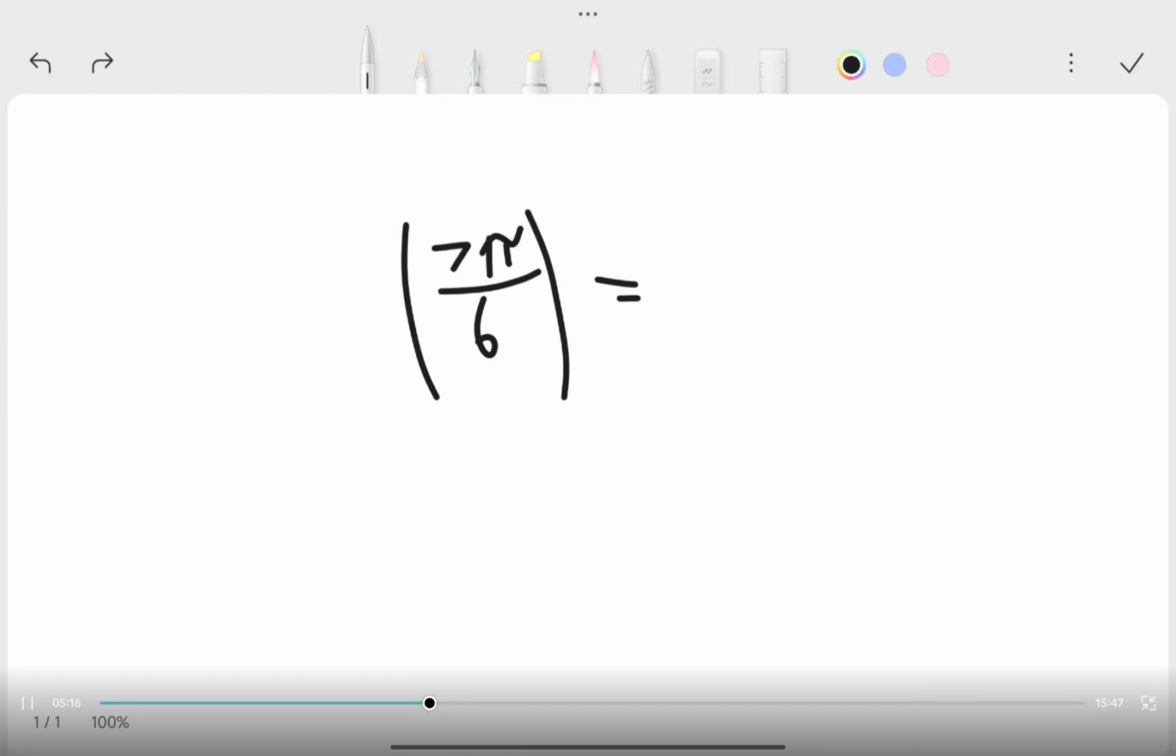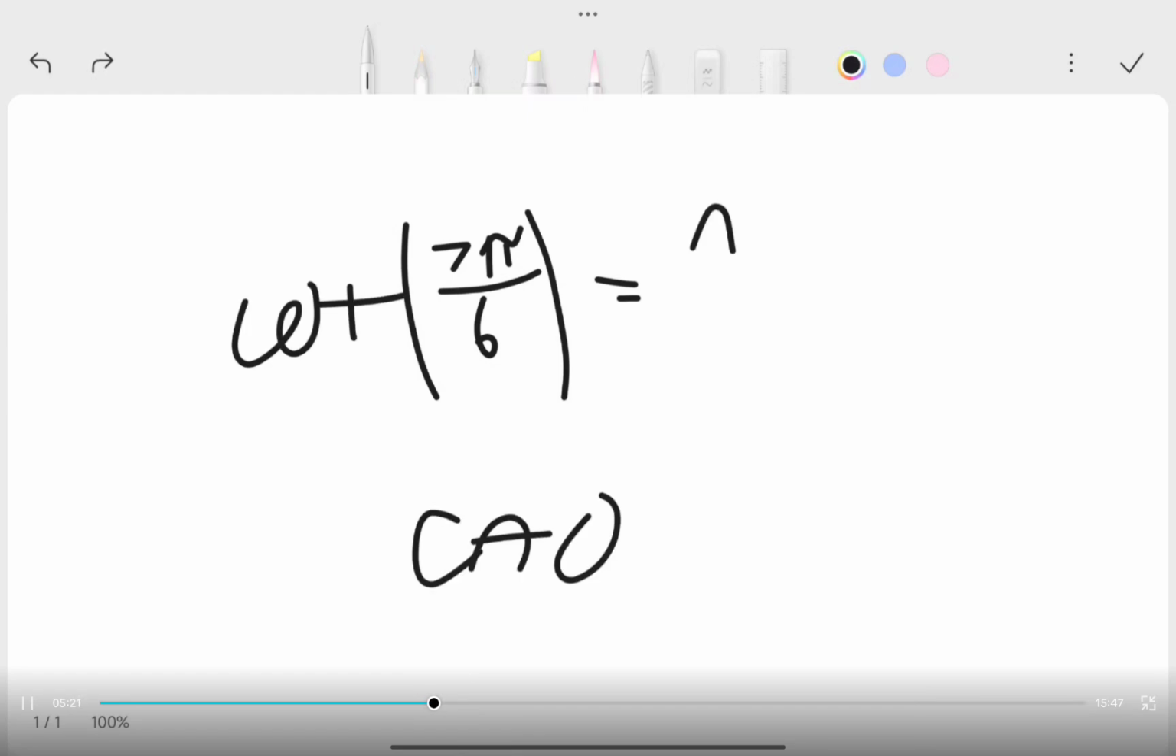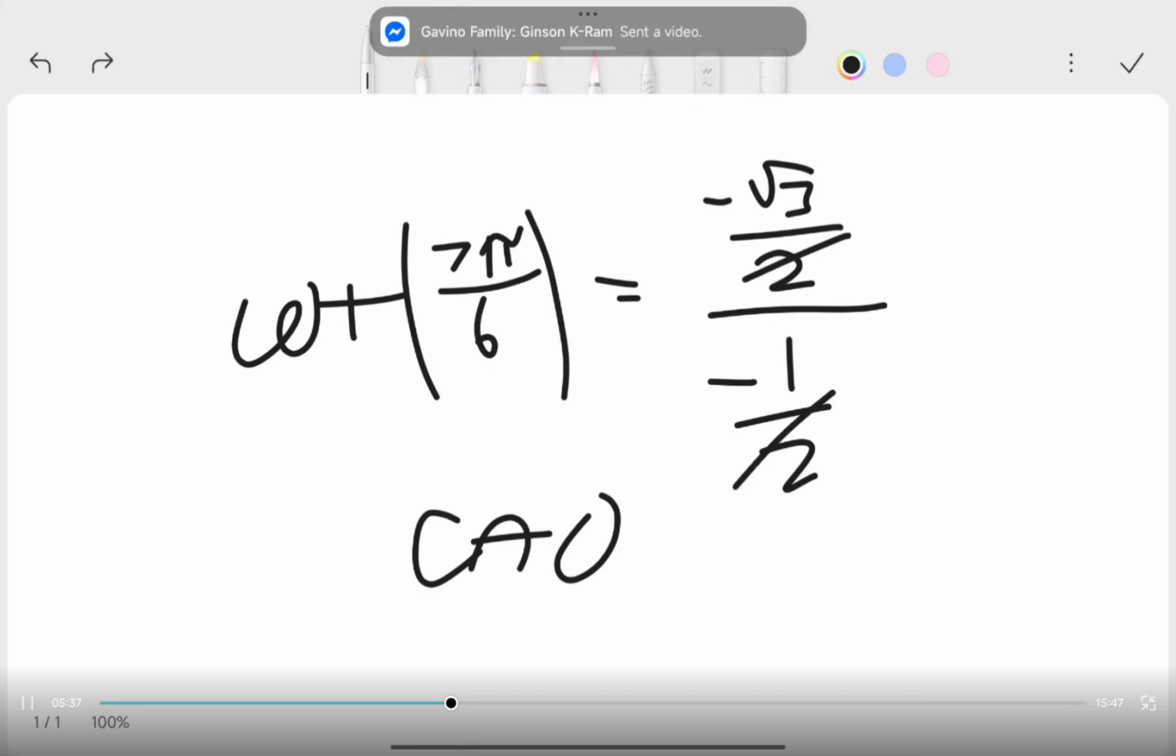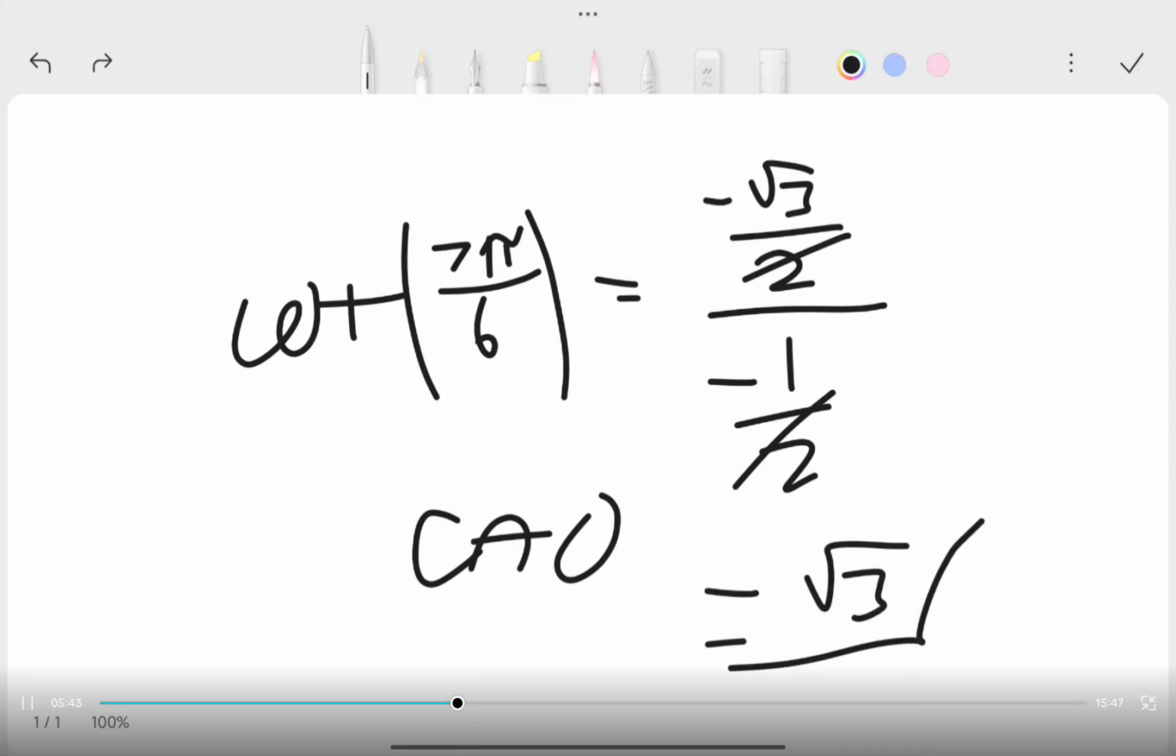And let's proceed to the last, the cotangent. So adjacent over opposite. So our adjacent is negative square root of 3 over 2, and our opposite is negative 1/2. So cancel the negative 2 in the denominator, so the answer is square root of 3.